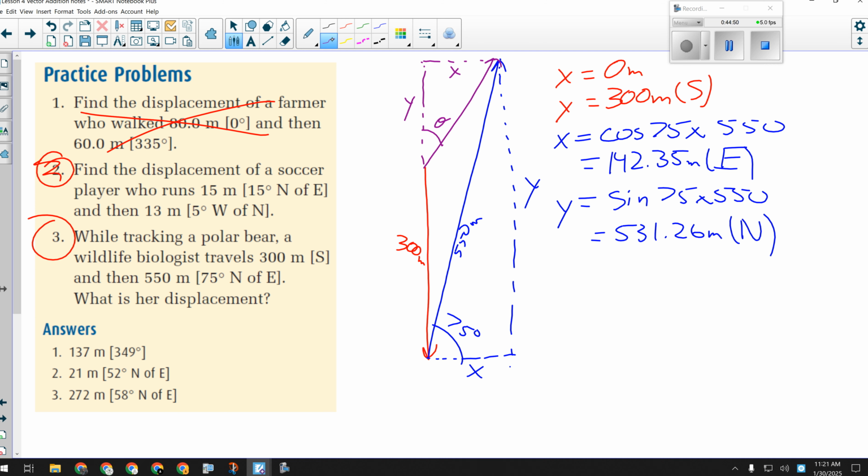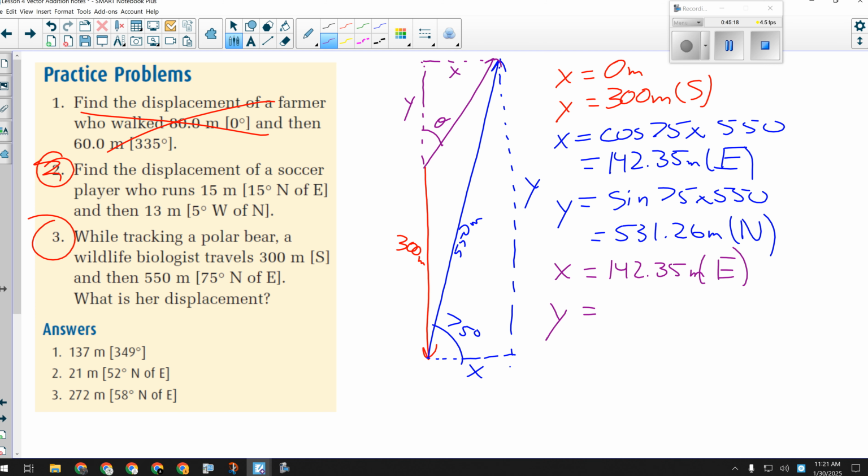My resultant x is pretty easy. We only go east once in this question, and it's in the second vector, right? So blue x and purple x are equal, they're the same. Okay, so purple x then is going to be 142.35 meters east. Y, that's a different story.